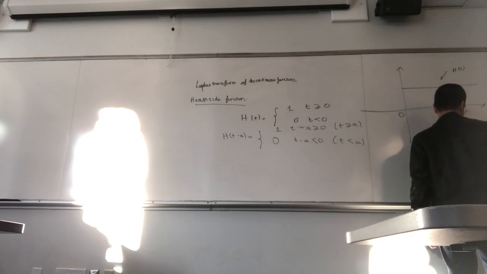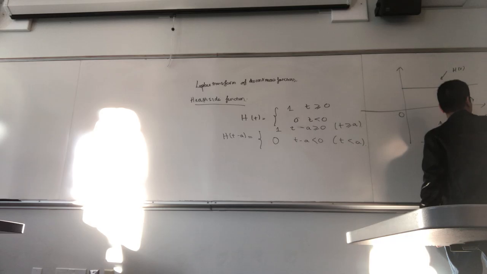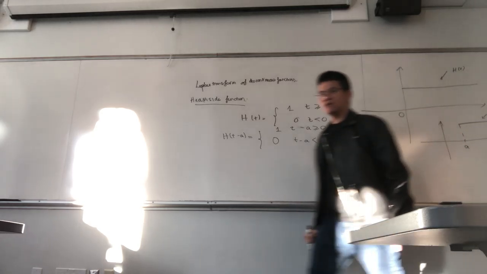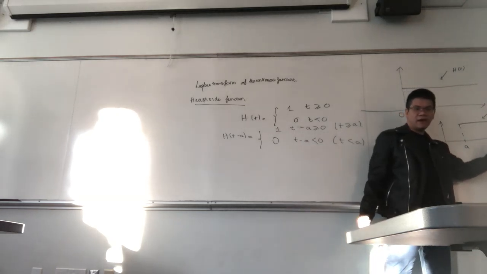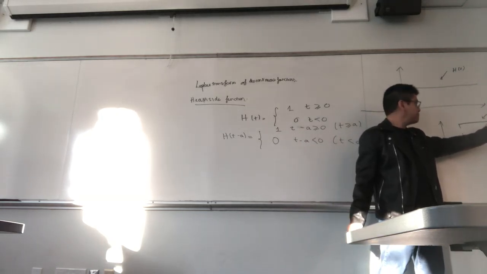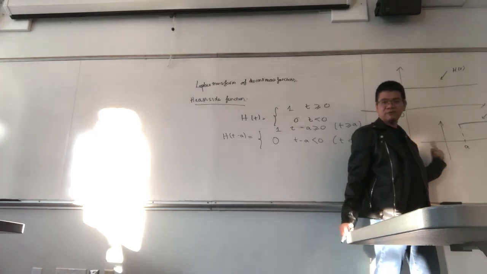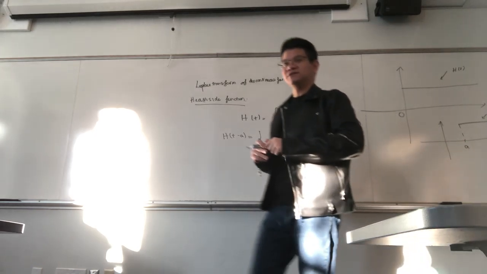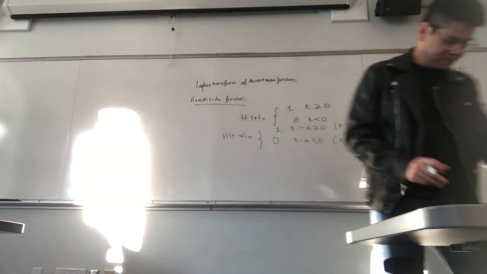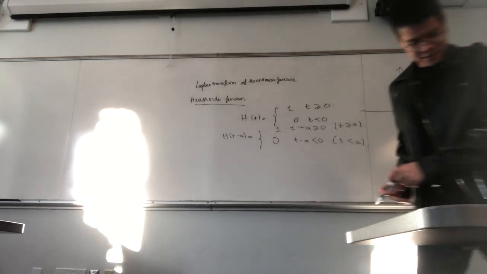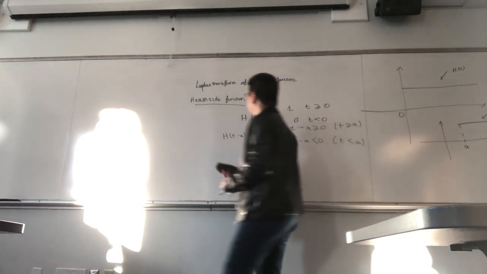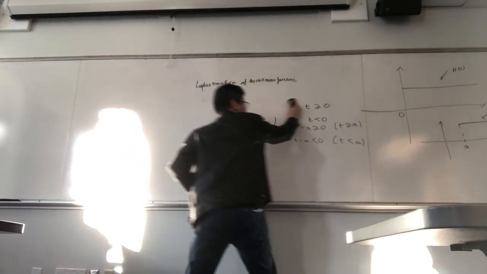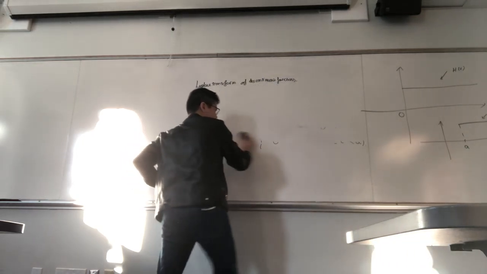So this is a, so this is 1 here. So h of t minus a. Right? So this is the graph of the function. So the function will be 1 when t is bigger than a, and this is 0 when t is smaller than a. Questions? It's good? Right. So let us consider another example of this kind of function.